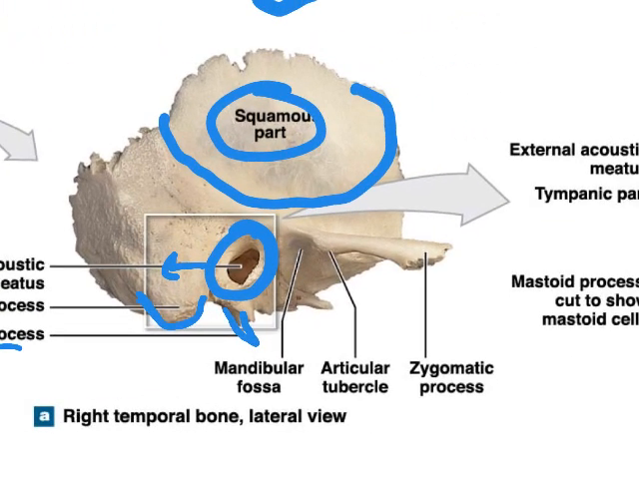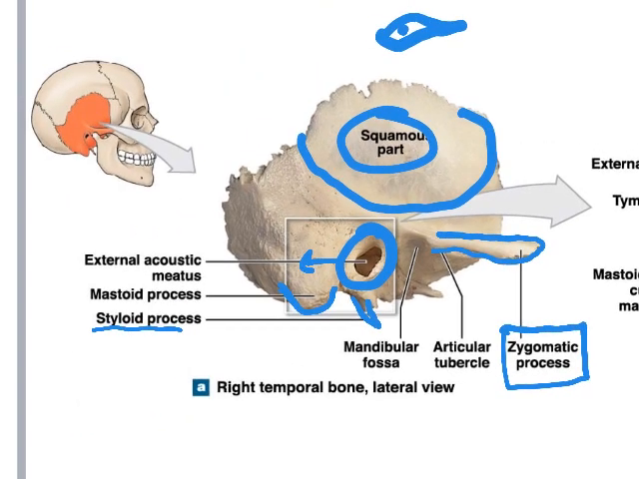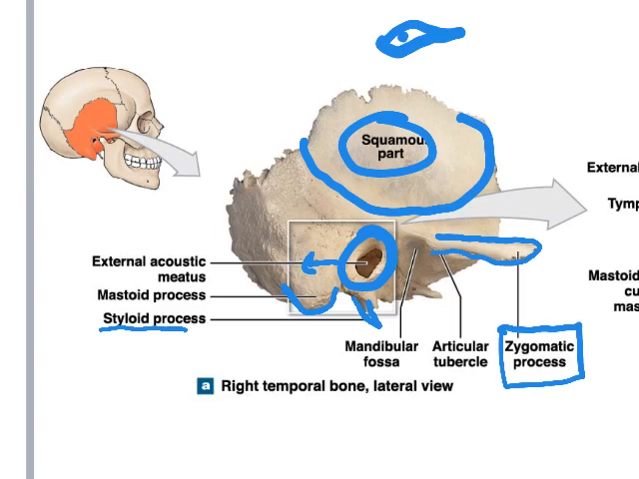Something else that's important, you see this bone kind of coming off of the temporal bone. We call that the zygomatic process. That's going to be important when we get to the face because your cheekbone is formed by the zygomatic bone, and the zygomatic process here kind of connects to that zygomatic bone to form your cheekbone in the face. So you do have to learn zygomatic process. So make sure you know the squamous part, the external acoustic meatus, the mastoid process, the styloid process, and the zygomatic process.